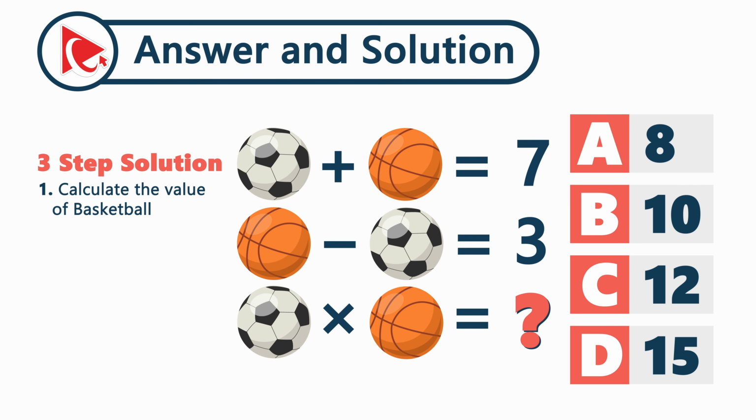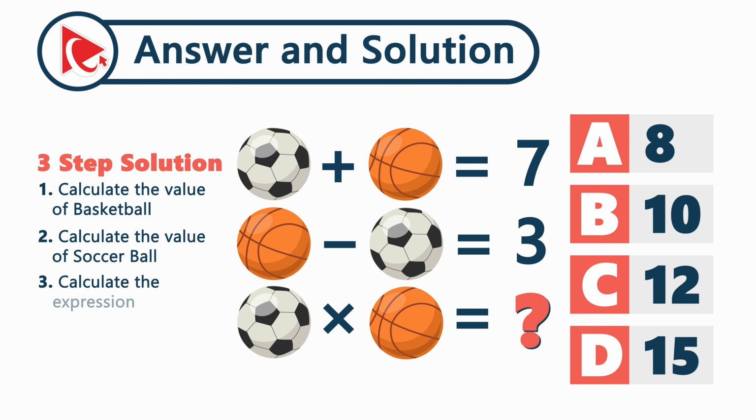In the first step, we'll calculate the value of the basketball. In the second step, we'll calculate the value of soccer ball. And then in the step 3, we will calculate the expression. You know, the expression with the missing value. Soccer ball multiplied by basketball equals question mark. Let's do it step by step.